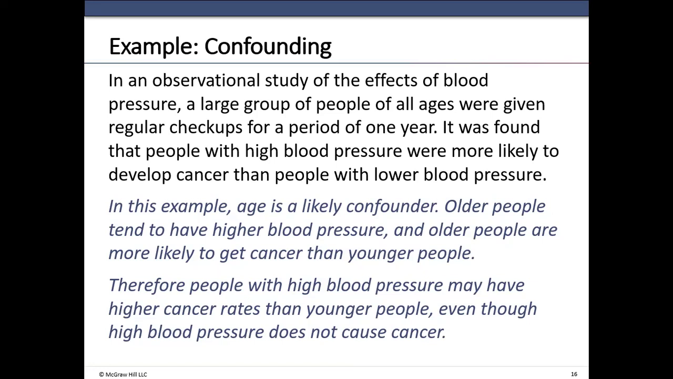Okay, what is going on here? You have found out that people who have high blood pressure have cancer. But the people with a tendency to have high blood pressure are older people, and older people also have a tendency to have more cancer. So you do not know for sure whether high blood pressure is causing cancer or not, because age is confounding the result.